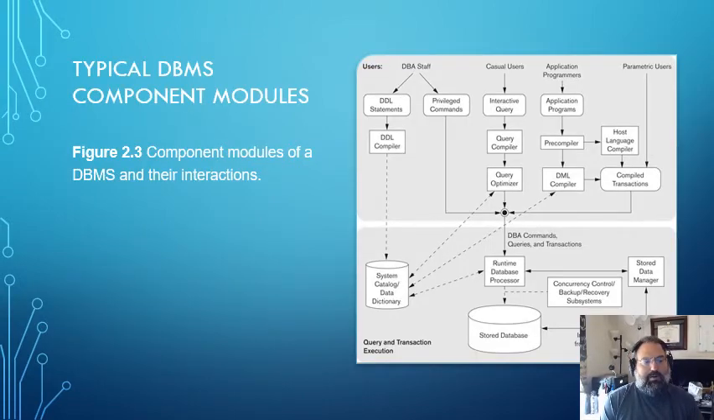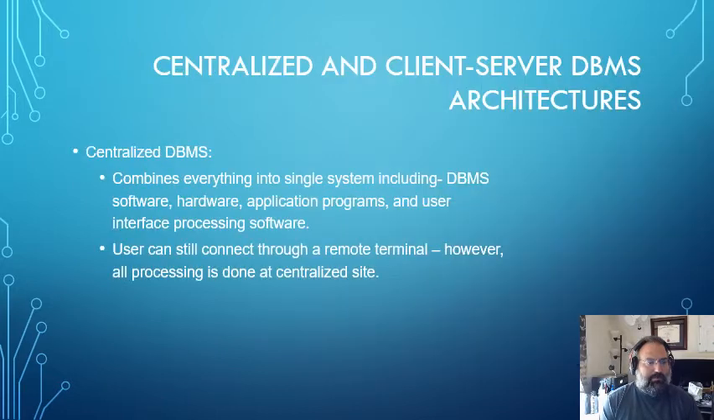Typical DBMS components module. This diagram shows how various components are talking together. Notice that we've extended what we saw previously before and went into greater detail. We now know a lot more about how a user's query comes in, goes through a query compiler. There's a query optimizer in the mix, and then at some point goes down to the database processor. So this gives you a hint as to some of the complexity that goes into various database systems.